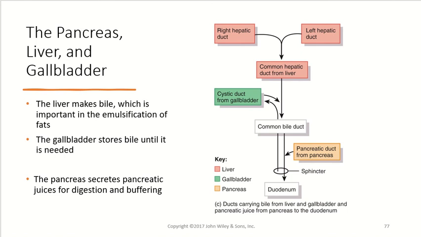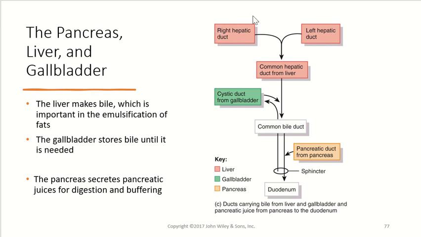So looking at the role of the pancreas, the liver, and the gallbladder all coming together and how they work all together as part of this digestive tract real quick. The liver is going to make bile, which is going to be important for the emulsification or the breakdown of fats. The gallbladder is going to store that bile until it's needed, and then the pancreas is going to secrete pancreatic juices that are really important for digestion and buffering. So looking at the flow of the various ducts that are going to carry bile from the liver and the gallbladder, as well as the pancreatic juices, all of these products are going to be secreted into the duodenum of the small intestine.